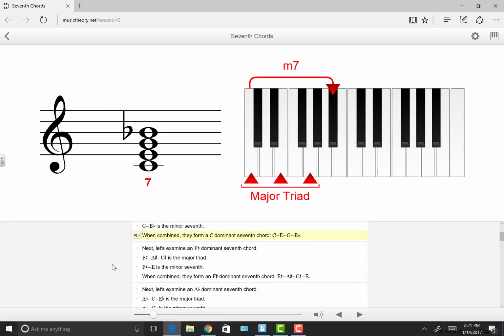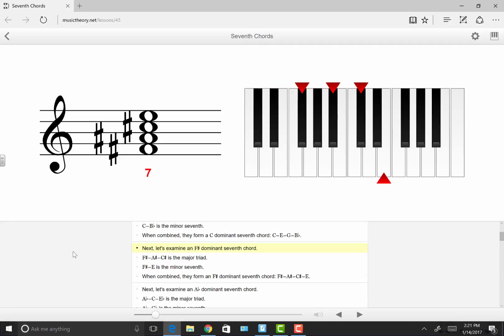Okay, now we're going to examine the F sharp dominant seventh chord. And here it is. We have the major triad, F sharp, A sharp, C sharp. And we have the minor seventh interval, F sharp up to E. When combined, they form the F sharp dominant seventh chord, which is F sharp, A sharp, C sharp, E.